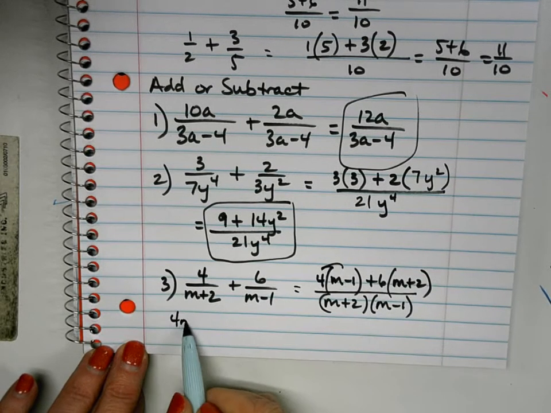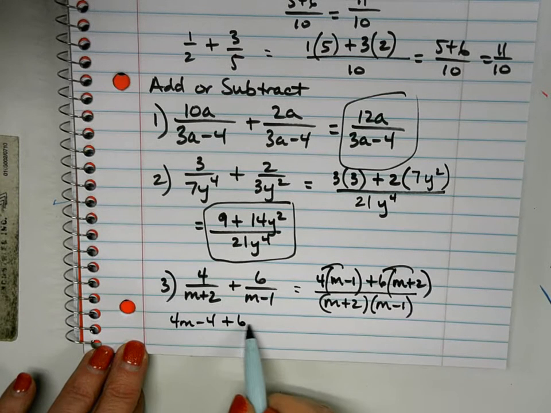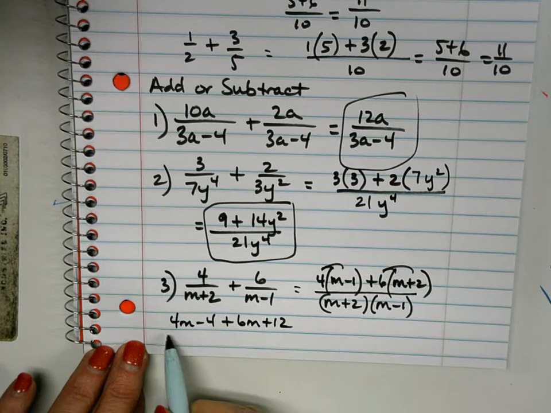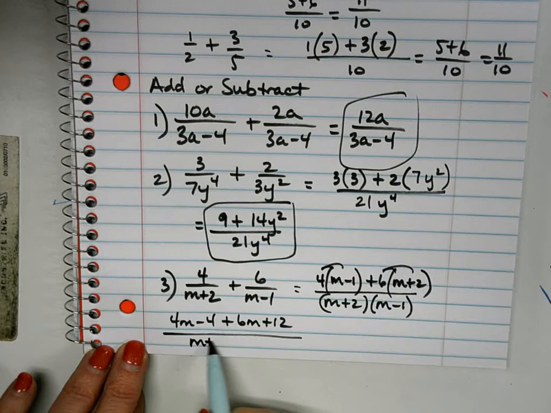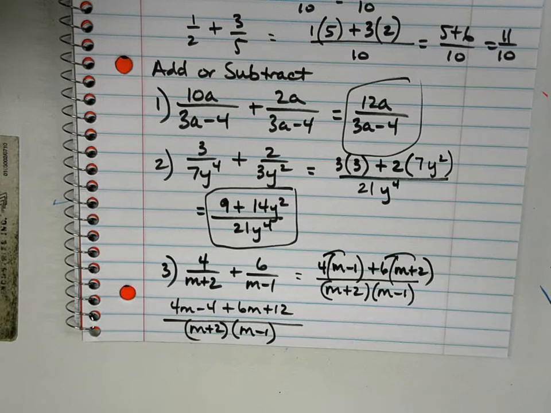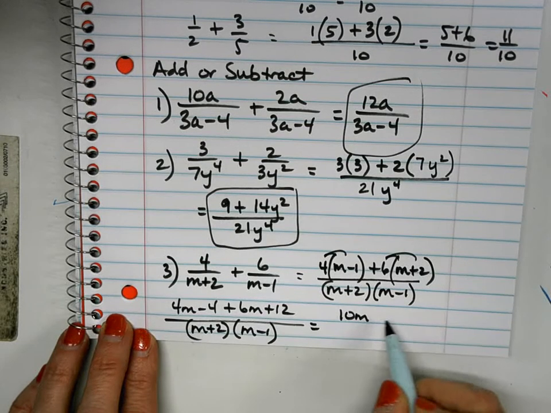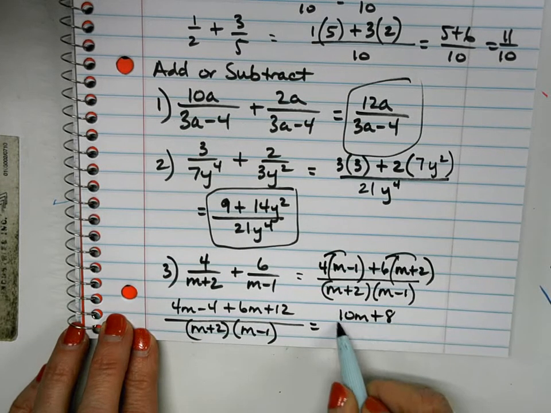Getting 4m minus 4. Distribute the plus 6. So plus 6m plus 12. Your denominator just stays. Do not FOIL out the denominator. There's no reason to. Leave it factored. Don't risk making a mistake. Plus, if we're going to reduce, we'd want it to be factored. Then combine like terms. I think we have a 10m and an 8, right?